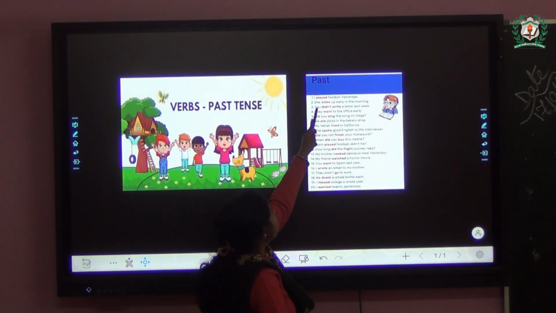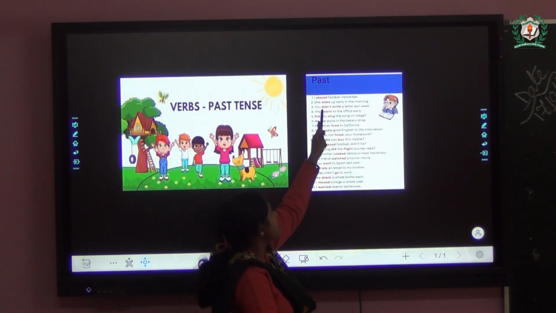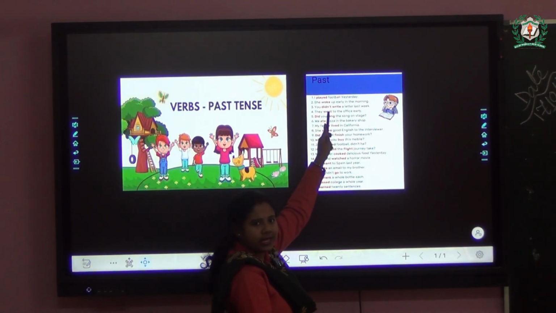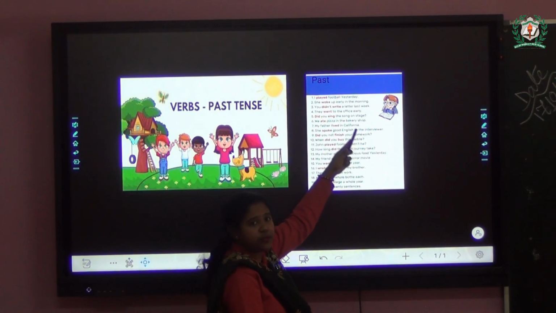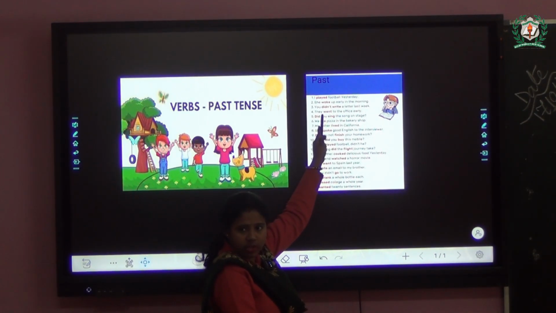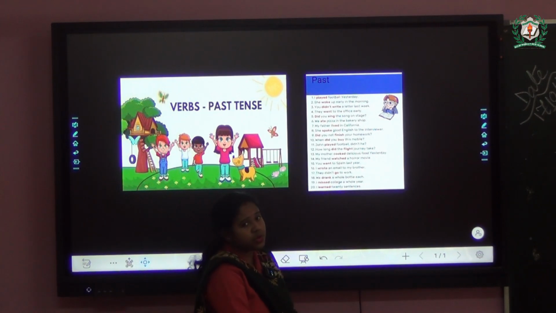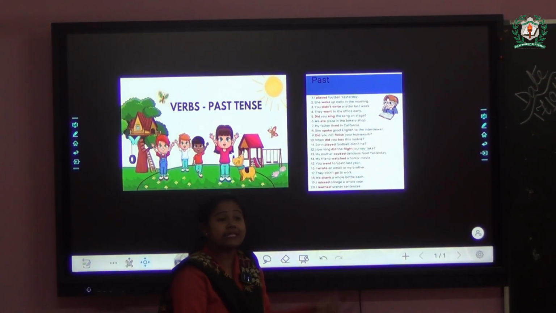Next, she woke up early in the morning. In this case, the verb is not a regular verb. It's an irregular verb, because the present form of this particular verb is wake, and in past form, it becomes woke. So see, no ed, but a different word for the past. So first you should learn all the past forms of the regular or irregular verbs according to your age. Then you can easily deal with the past tense form.